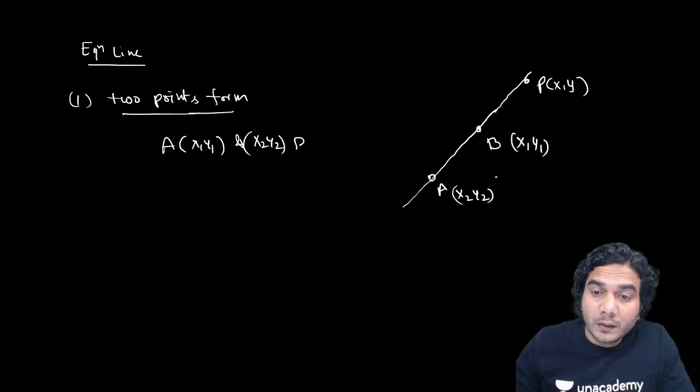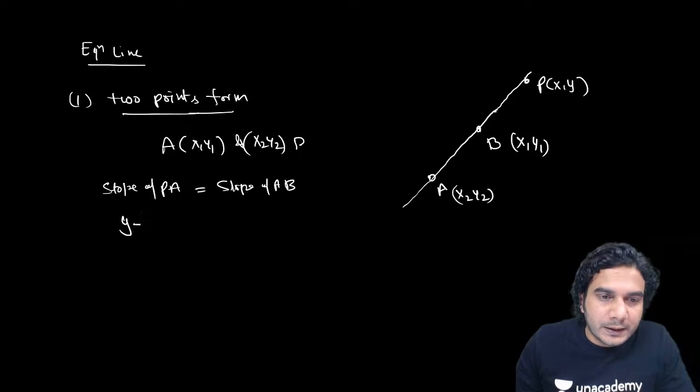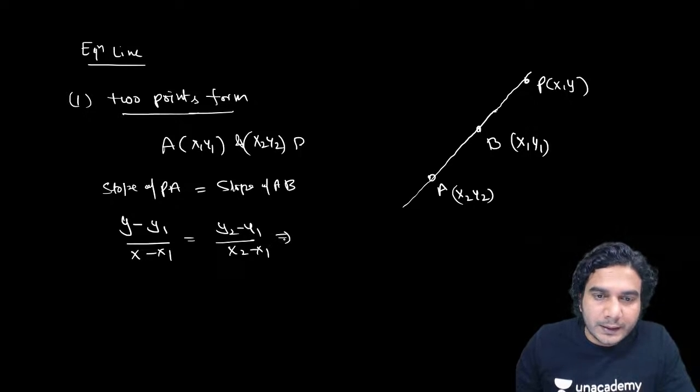So what we do, because if 3 points P, A, B are collinear, then the slope of the line joining 2 points will be equal to the slope of the line joining any other 2 points. Like the slope of PA is equal to the slope of AB, so we can write slope of PA is equal to slope of AB, right? So slope of PA is nothing but y minus y1 upon x minus x1, and the second is y2 minus y1 upon x2 minus x1. So you'll get this equation: y minus y1 is equal to y2 minus y1 upon x2 minus x1 into x minus x1, all right?